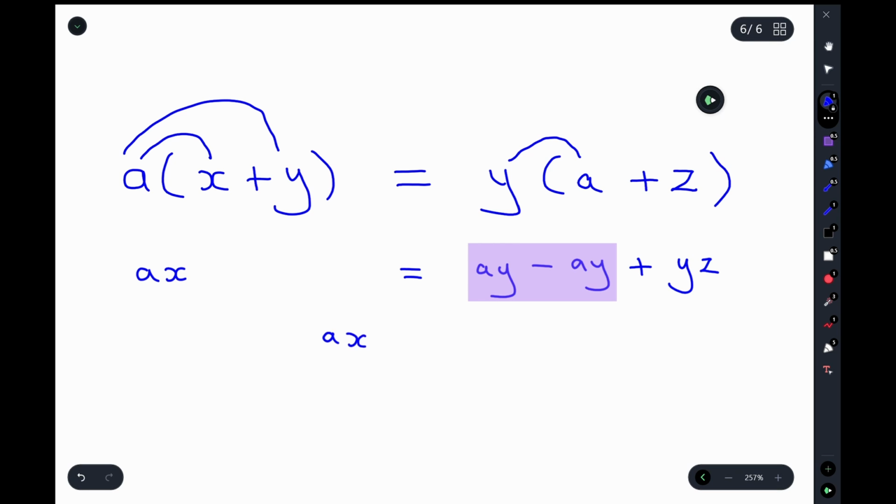Which gives me a multiplied by x is y times z. And then the final step, we move a to the other side, multiplied by a becomes divide by a. Okay? And that is our answer.